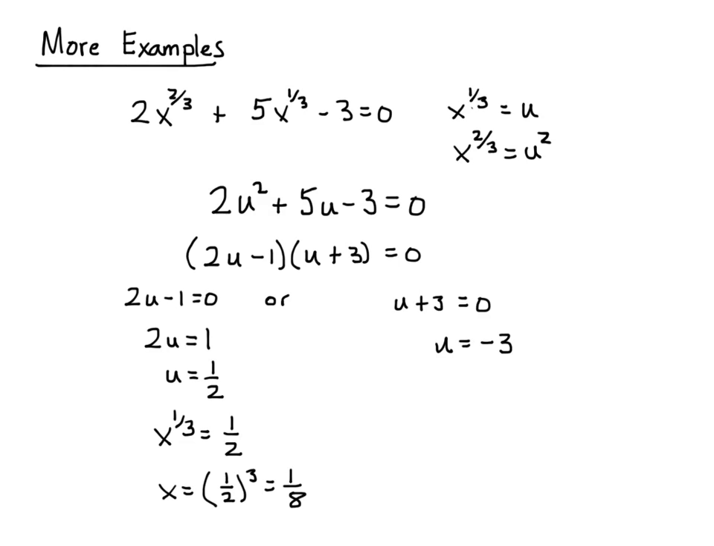On the other side, we have u equals negative 3, and so the cube root of x equals negative 3, so if we cube both sides, we find that x equals negative 27. So we get 2 answers, and I did check them. I don't have it explicitly checked here, but both of those work.